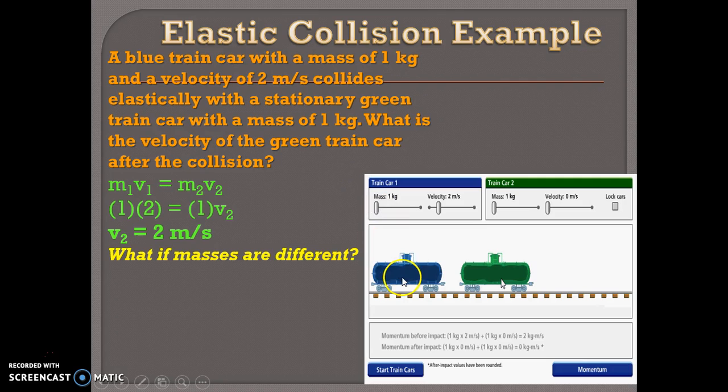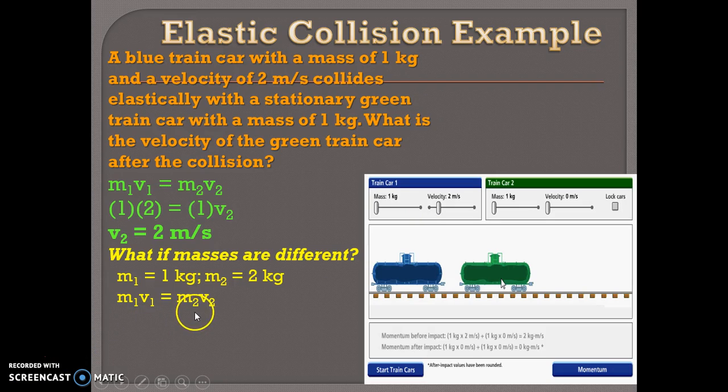Since we're still dealing with one object that was stationary in the beginning, we're going to continue with the same equation for an elastic collision in which one object is stationary in the beginning. M1v1 is equal to M2v2. We're going to plug in the mass of the blue car, that's object 1, and the velocity of it. In the beginning, the mass is 1, the velocity is still 2. That goes on the left-hand side.